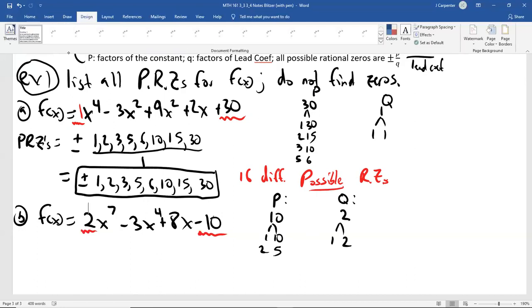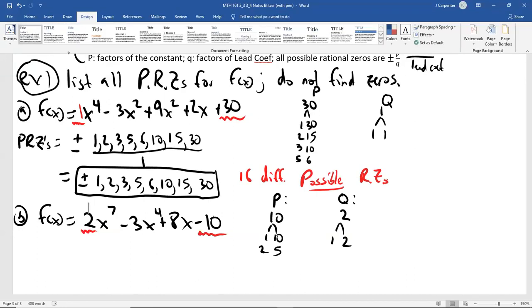So now, because there's more than one option from the leading coefficient for its factors, that means we'll list all the P's, the 1, 2, 5, and 10, over the 1. Then we'll list the 1, 2, 5, and 10 over the 2. So your possible rational zeros would be plus or minus. So let's do everything over the 1 first. The 1, the 2, the 5, and the 10 over the 1.